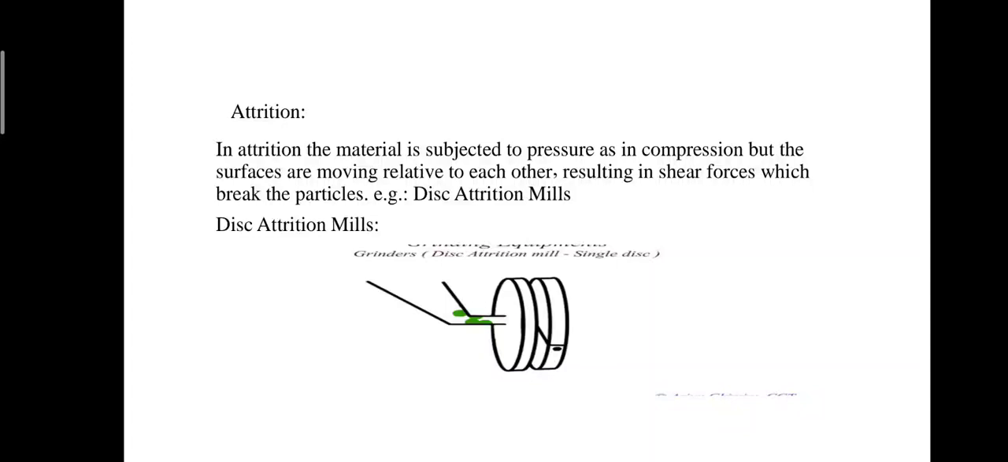Disc attrition mills. This type of mill makes use of shear forces for size reduction, mainly in the fine size range of particles. There are several basic designs of attrition mills. The single disc mill has a high-speed rotating grooved disc, leaving a narrow gap with its fixed casing. We can see a disc attrition mill with a single disc.